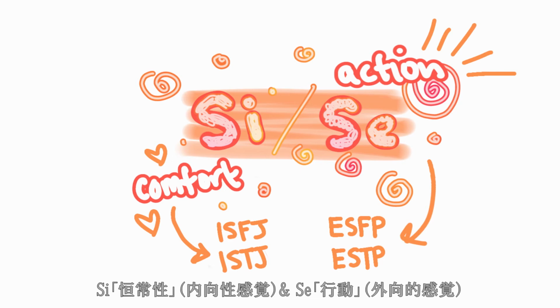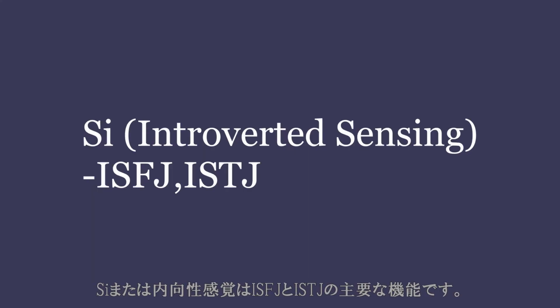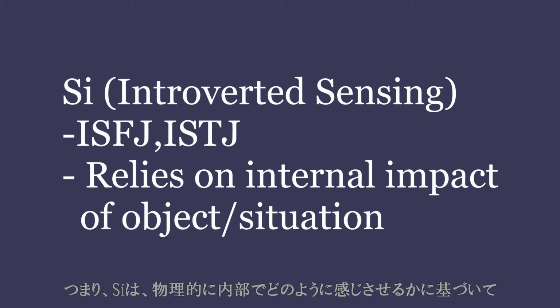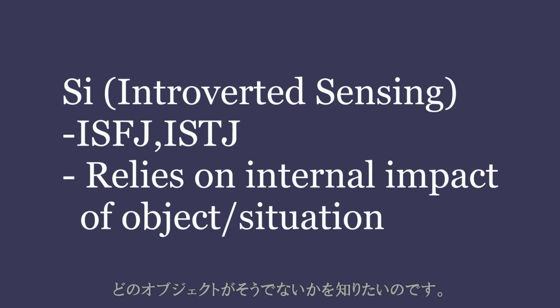SI, homeostasis, introverted sensing, versus SE, action, extroverted sensing. SI, or introverted sensing, is a dominant function of ISFJ and ISTJ. SI is a function that is concerned with internal sensation, meaning SI perceives information based on how it physically makes them feel internally. It wants to know which objects make them feel comfortable and which ones don't. This makes SI seek homeostasis.